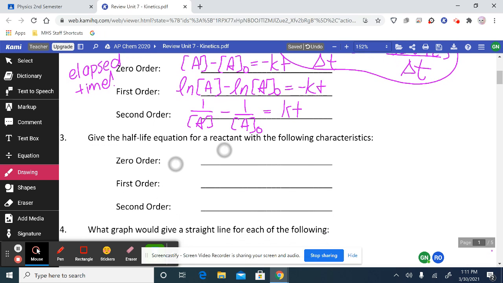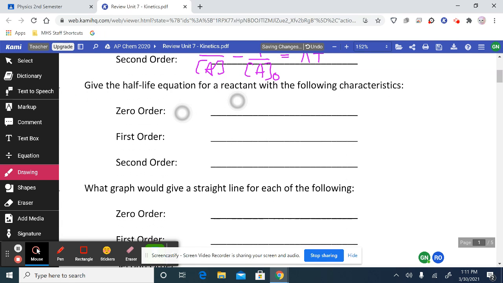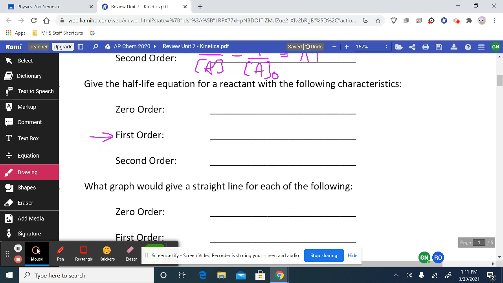Okay, so number 3, give the half-life equations. The first order one is on your resource because we use that for radioactive decay. And so our T sub 1/2 is equal to 0.693 divided by K. The 0 order reaction half-life we have to memorize. That one is not given to us. That's equal to T sub 1/2 equaling the initial concentration of A over 2 times K.